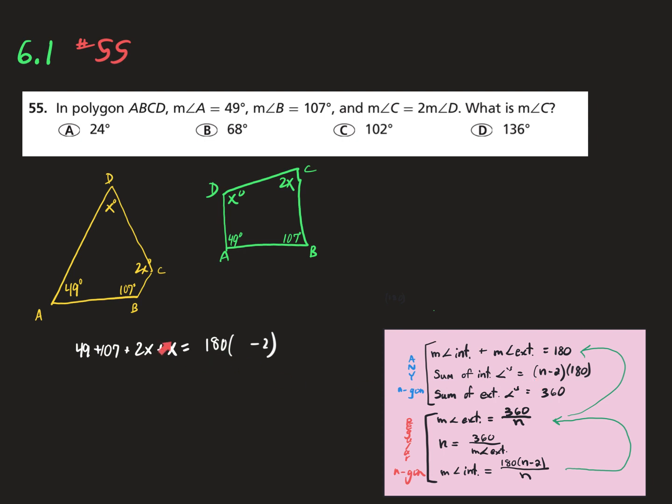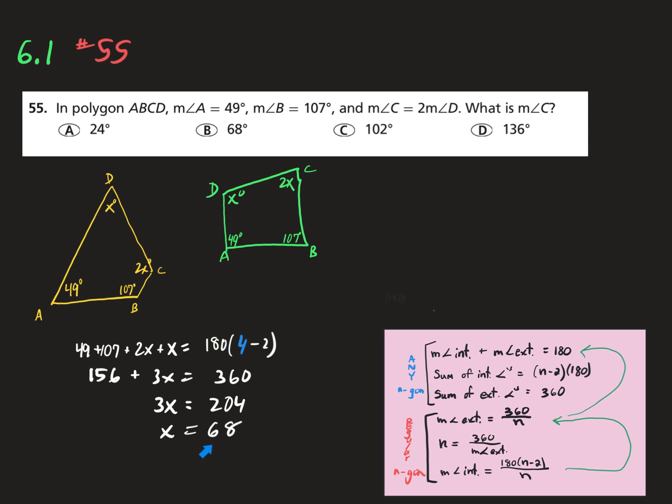So there are 4 sides to this quadrilateral ABCD, so we'll put a 4 in there, and then we'll solve this equation. 49 and 107 is 156. These like terms, 2x and x is 3x, and 4 minus 2 is 2, and 2 180s is 360. Let's subtract 156 from both sides, and 3x will equal 204. We divide both sides by 3, x equals 68.